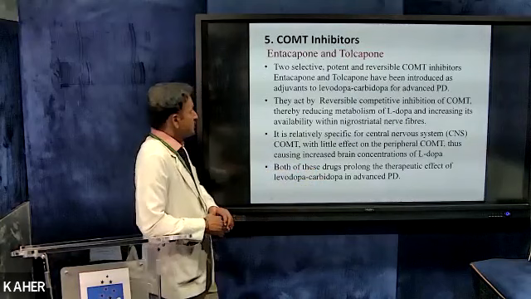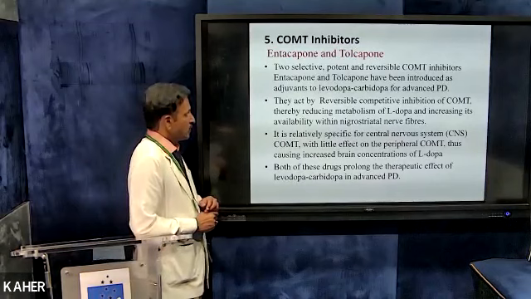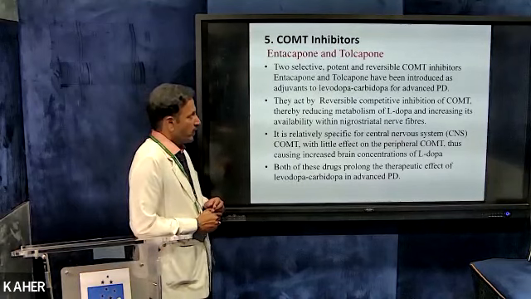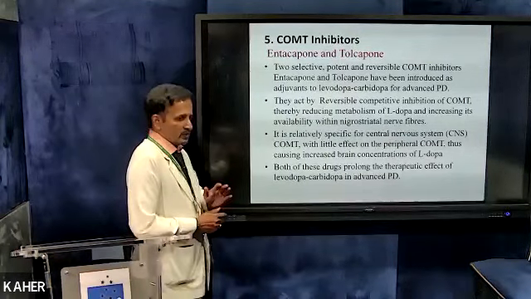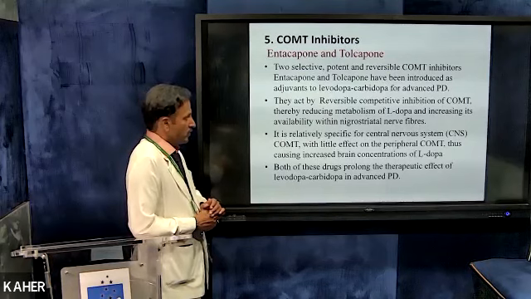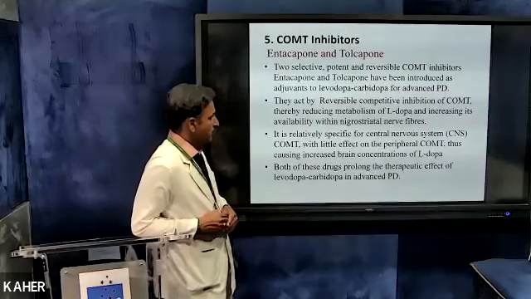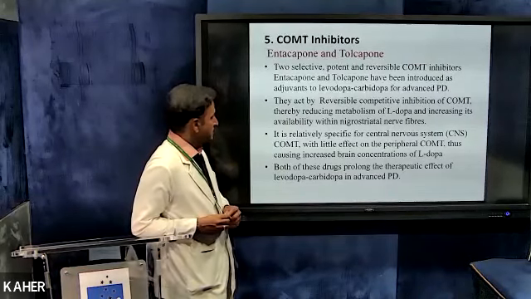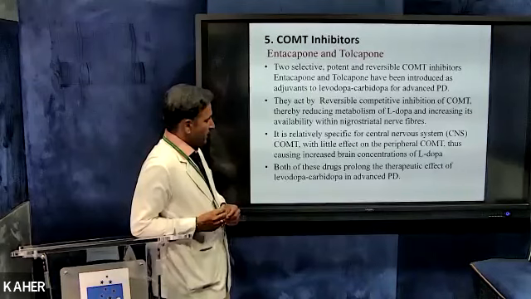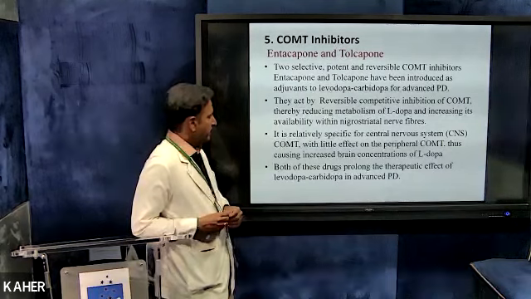Then COMT inhibiting drugs, that is entacapone and tolcapone. These two molecules are very potent and reversible COMT inhibitors. Entacapone has been introduced as an adjuvant to the levodopa and carbidopa combination in advanced Parkinsonism disorders. They are reversible competitive inhibitors of COMT, thereby reducing the metabolism of L-dopa and increasing its availability to the nigrostriatal nerve fibers.